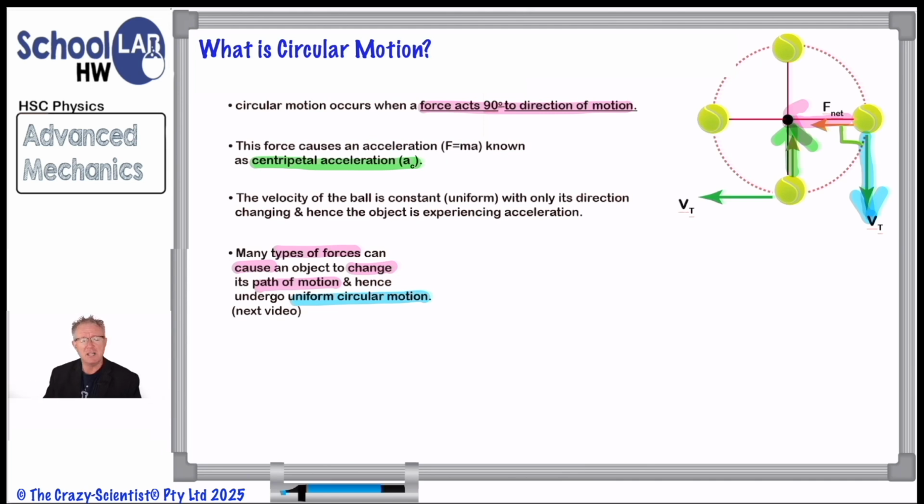So that's a quick introduction of what circular motion is. Hopefully now you should be able to define what circular motion is, that an object is undergoing a change in direction, right, due to the application of a force acting 90 degrees on that object, and that force causes the object to undergo a circular path, like turning a corner, or continue in a complete circle, right?